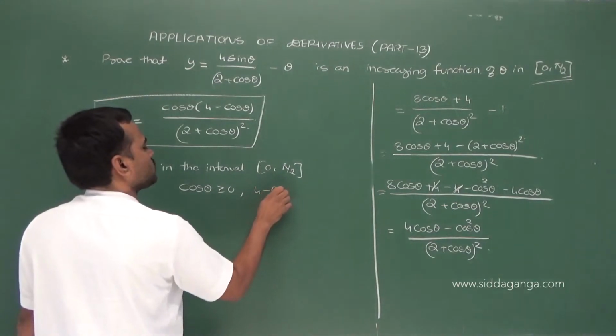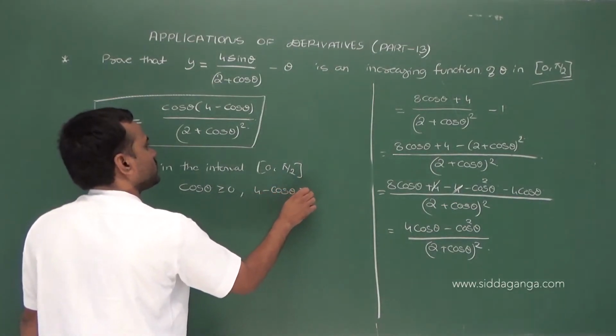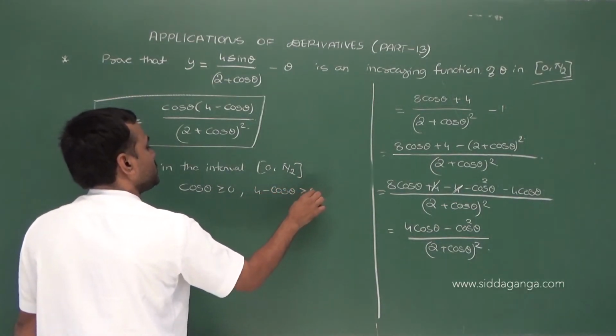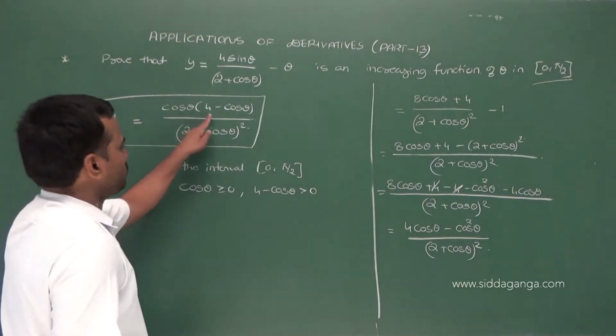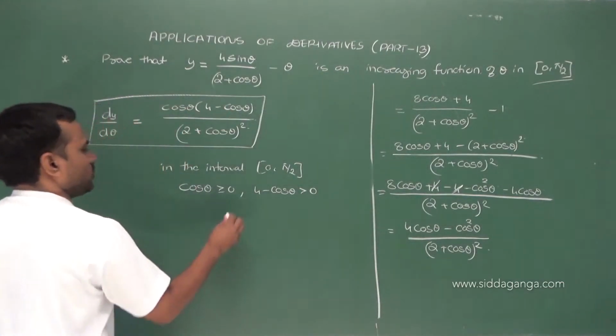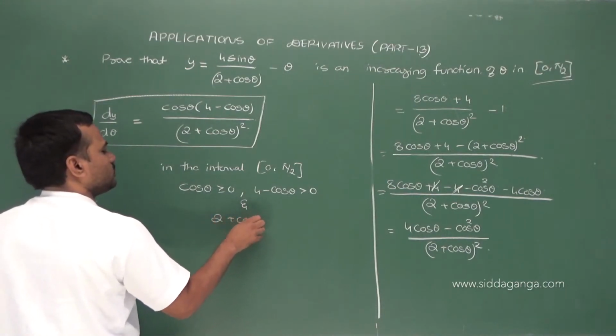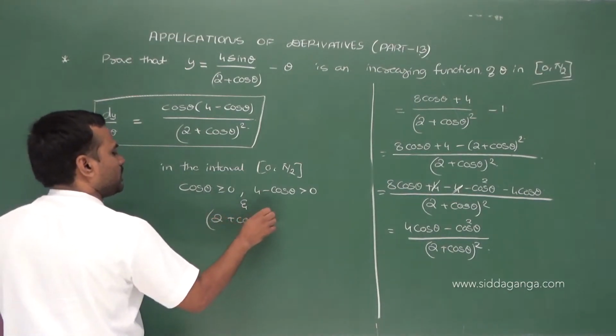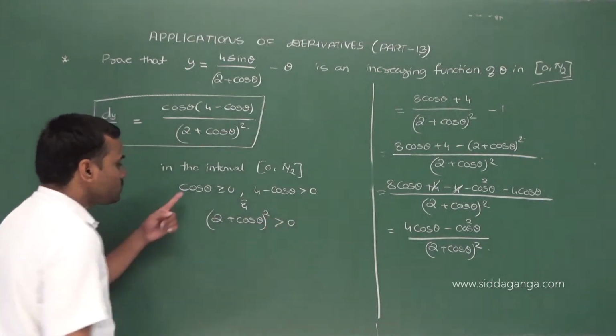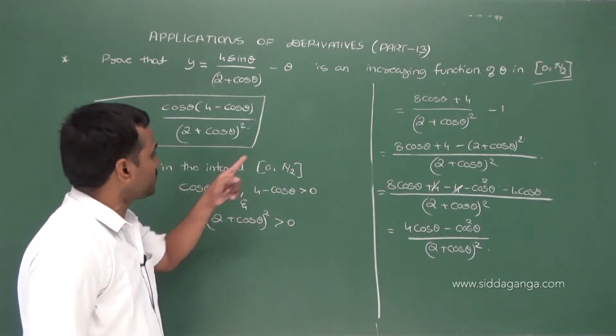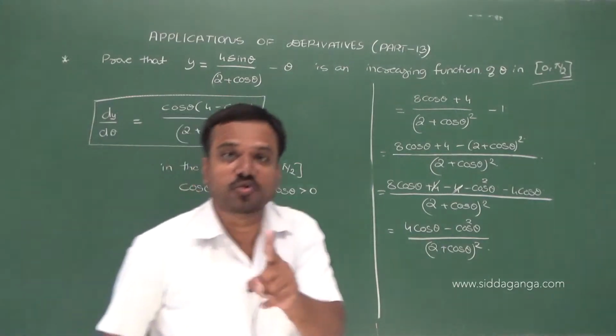Next, 4 minus cos theta is also greater than 0. Correct? So 4 minus cos theta is always greater than 0. And 2 plus cos theta whole square is also greater than 0. So dy by d theta is only greater than or equal to 0 because cos pi by 2 is 0.